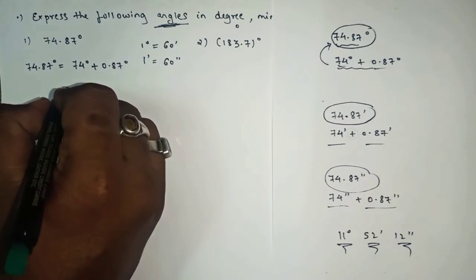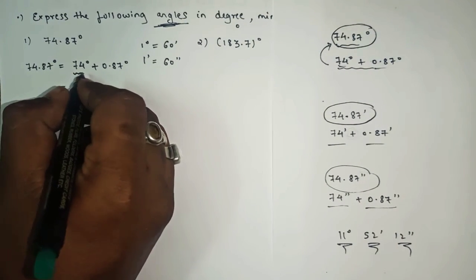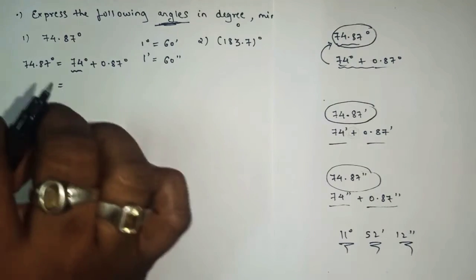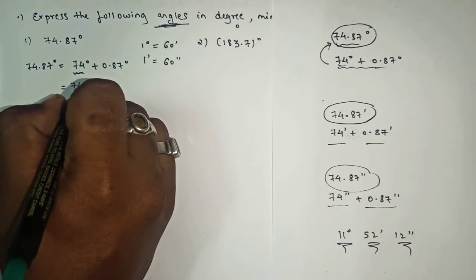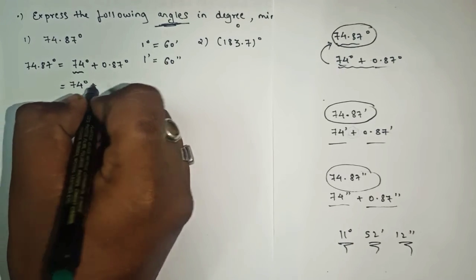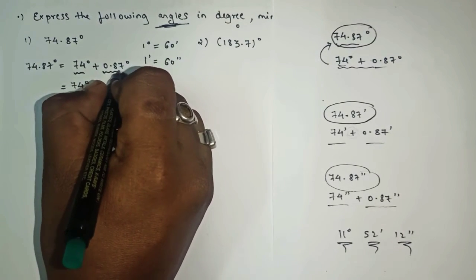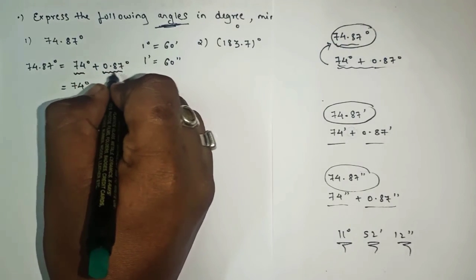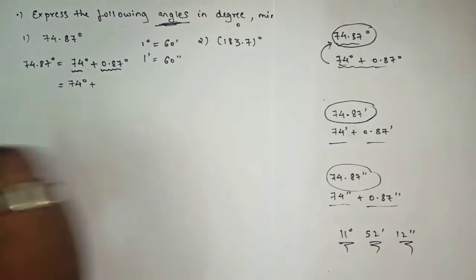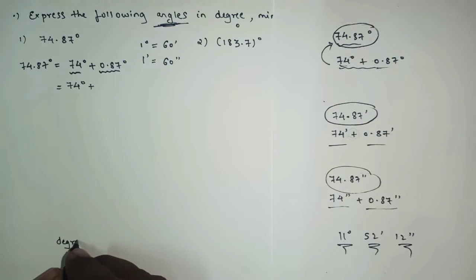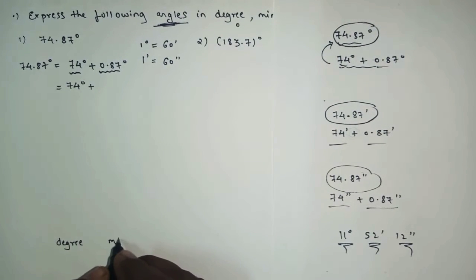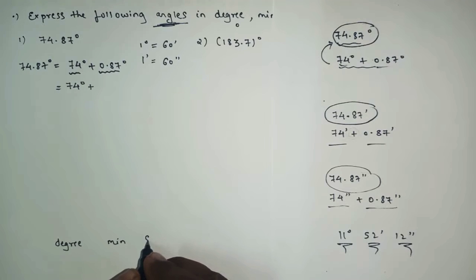Now, as we can clearly see, the first part 74 is perfect now. It is without decimal, so we'll keep this part as it is. Now what to do about this 0.87? Now we'll convert this section into minute. We got the first part. The first section is degree, the second is minute, and the third one is second.